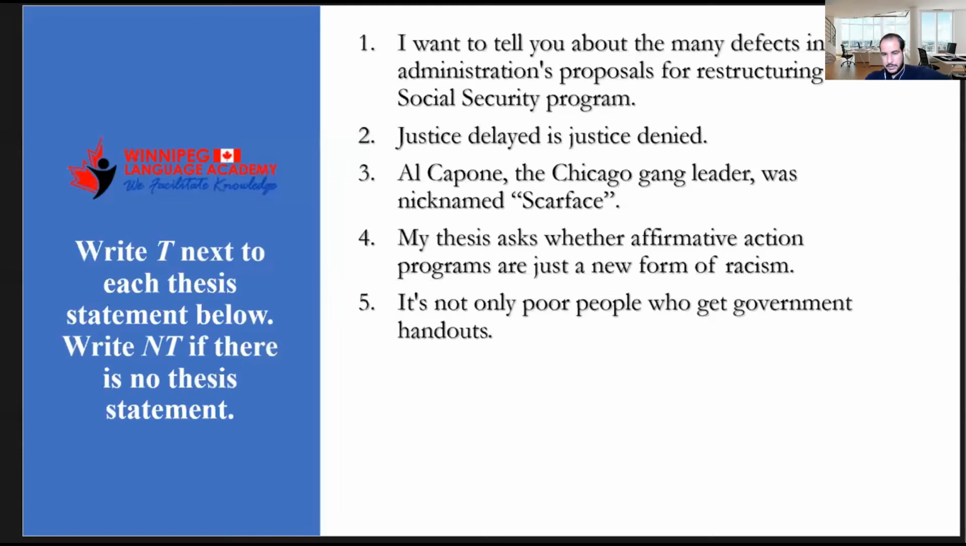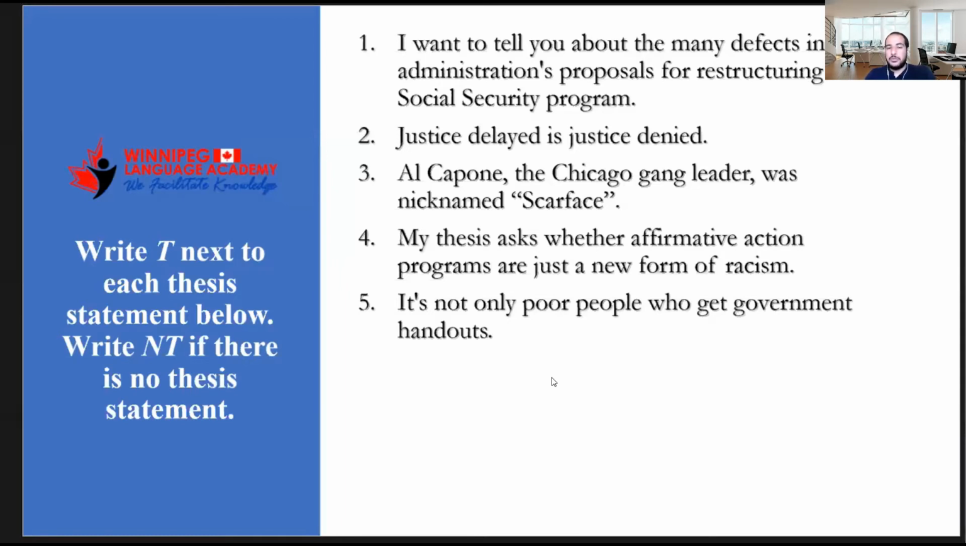Okay, and we have here announcements, no, announcement, no, it's not. It can be a thesis, but it's short and needs completion. So if you're talking about number 4, Amani, it is an announcement because it says my thesis asks about. Okay, for number 4, it's not only poor people who get the government handouts. That's good. Yeah, number 5 here can be a thesis statement.